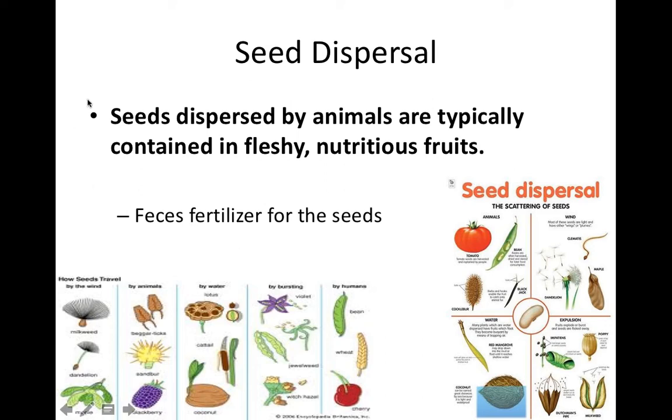Okay, not to mention when an animal eats the fruit, the waste that's produced, the feces produced by that animal, is going to act as a good fertilizer for that seed. So again, providing it with the resources it needs to sprout and grow on its own. Okay, so you end up having kind of like this mutually beneficial relationship between seed dispersing animals and the plants that rely on them.